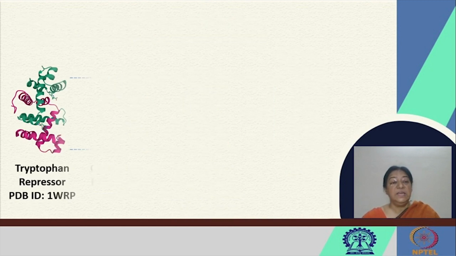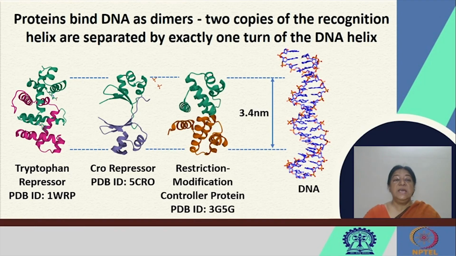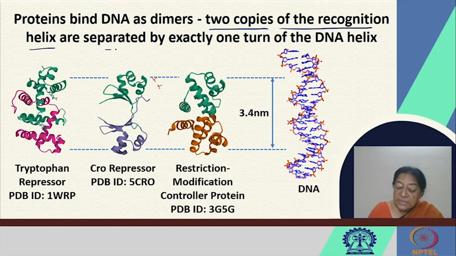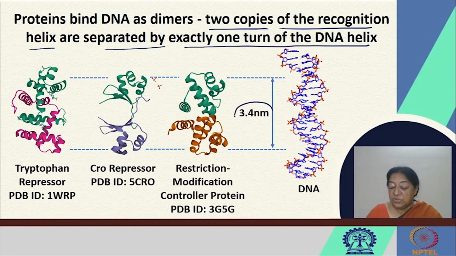And interestingly, when we look at this, we see that these proteins actually bind to DNA as dimers. And there are two copies of the recognition helix that are separated by exactly one turn of the DNA helix, that is 3.4 nanometers. So the beauty of the recognition lies in the fact that these occupy the major groove, and the complete turn gives them the recognition required for the binding to occur, where the protein binds DNA as dimers.